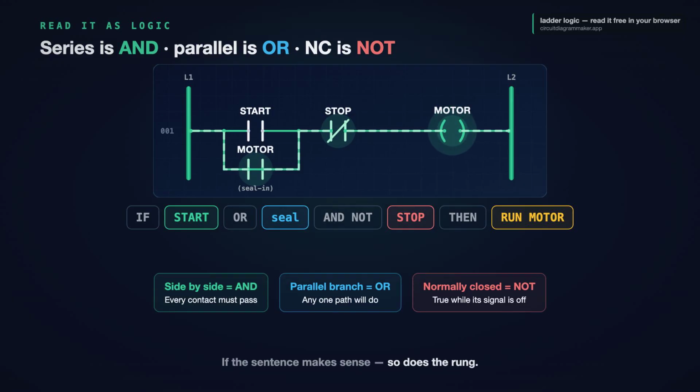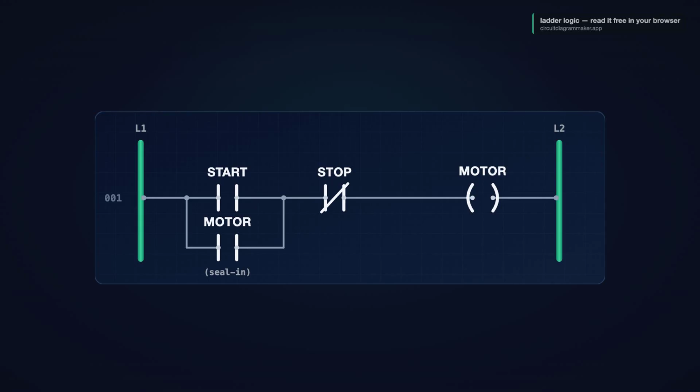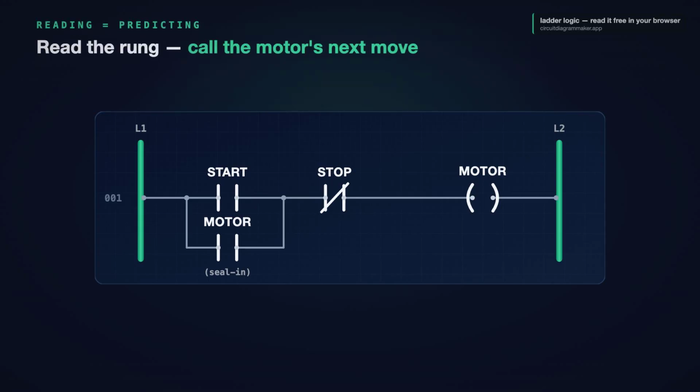If the sentence makes sense, so does the rung. Let us use that to predict the future. That is really what reading is for. Start with everything off. The motor coil is dark.